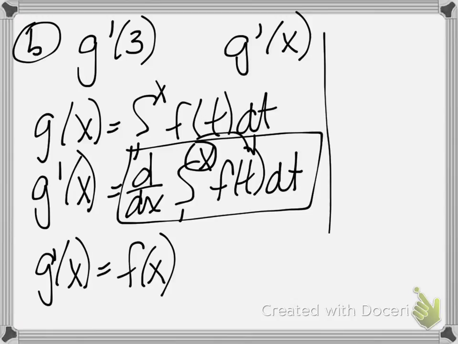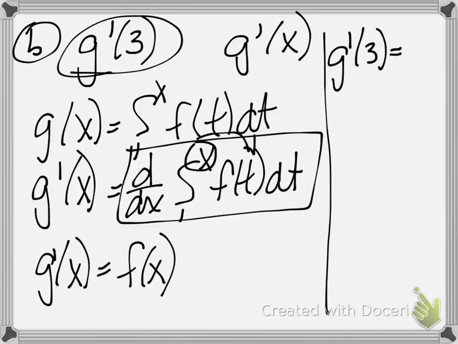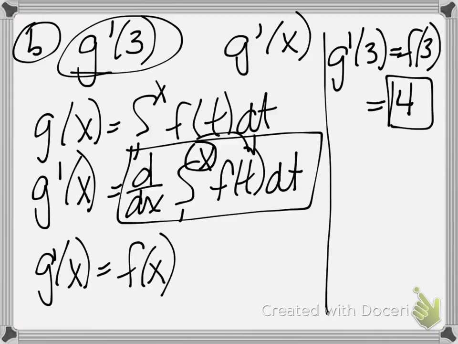Okay, so I'm just going to go over here. So we're looking for g prime of 3. So g prime of 3 equals f of 3. Well, you have the picture of f, so just look at when x is 3, what is y, and you will see that it equals 4. And that question, the answer was worth 1 point. So that was kind of cheap, that 1 point.